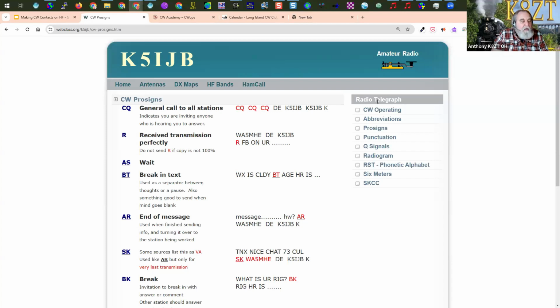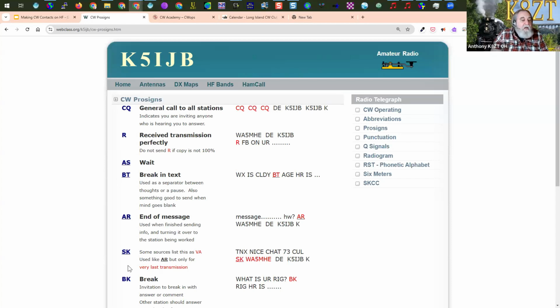Some of these are more commonly used than others. AS is not a real common one, but when you send these and they have an underline on them, that means you send it all as one character. So you don't send A, S, you send it as one character. You send the two characters as one character. BT for break, AR for end of message.